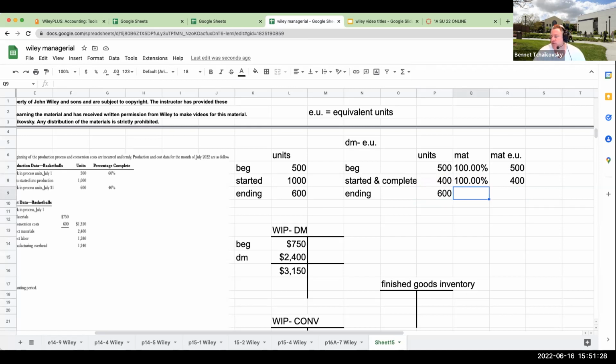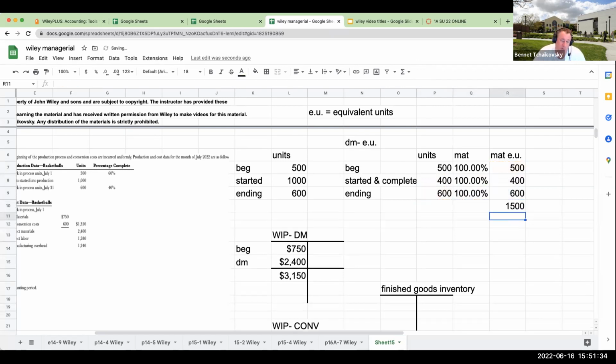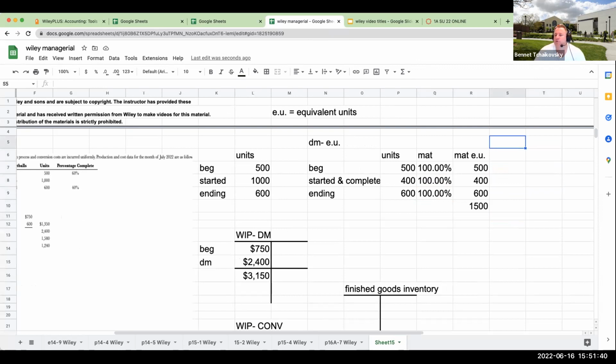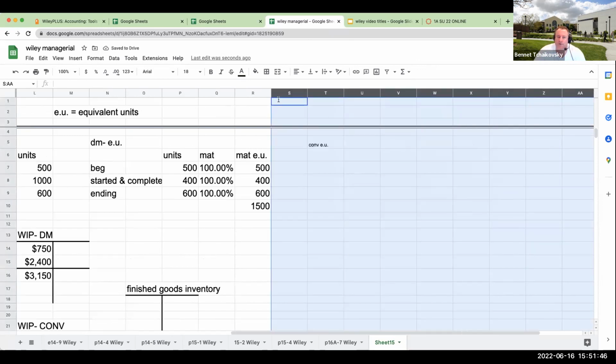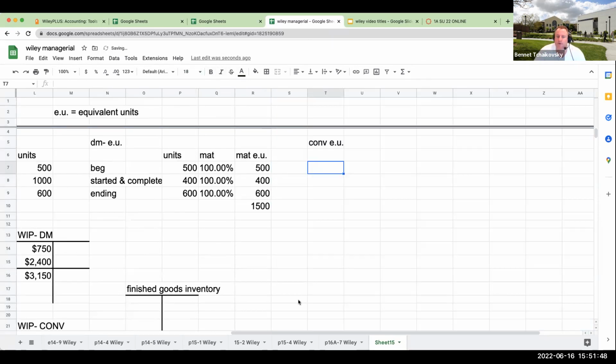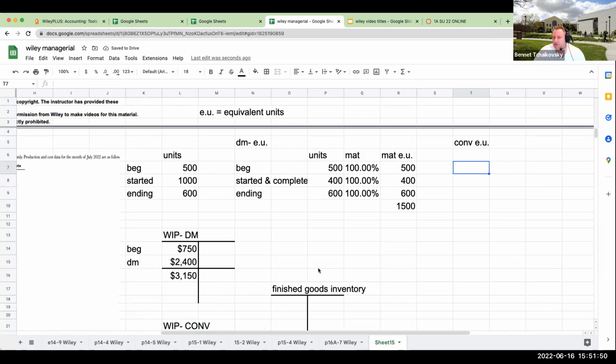But in this case over here, the materials are added 100% at the beginning of the period. So my total equivalent units for direct materials is going to be 1,500. Now let's go over and take a look at conversion equivalent units. When we are looking at conversion for equivalent units, we're going to do the same thing. We're going to have our beginning.